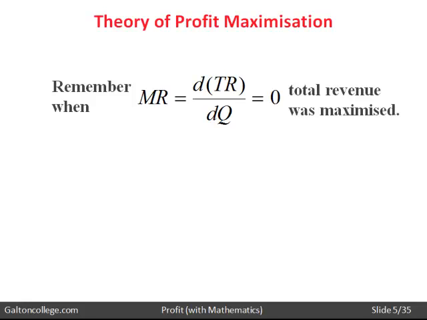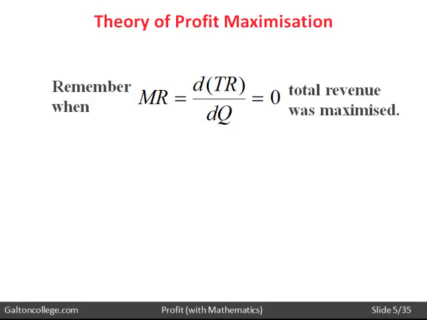Now, marginal revenue. Marginal revenue is the difference in total revenue divided by the difference in output. So when output changes by a small amount, what's the impact on total revenue? If output changes by 1 unit, what's the change in total revenue? And that change is the marginal revenue.